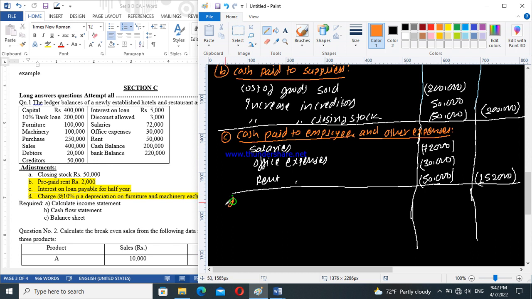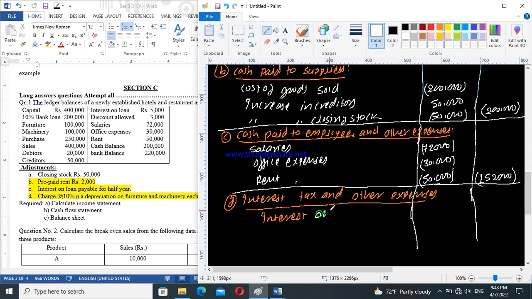And finally, cash flow from interest, tax and other expenses. Interest and loan, interest on loan equal to, we have 5,000. Ignore other additional information.